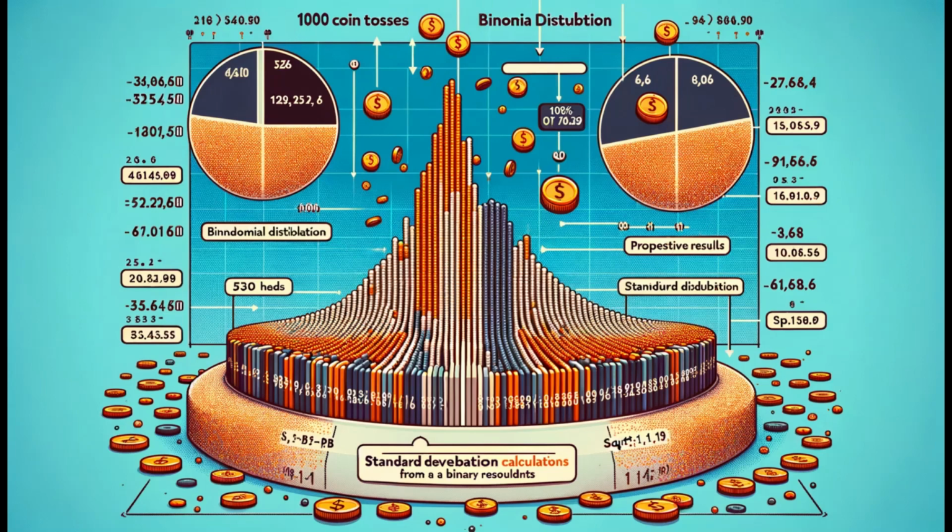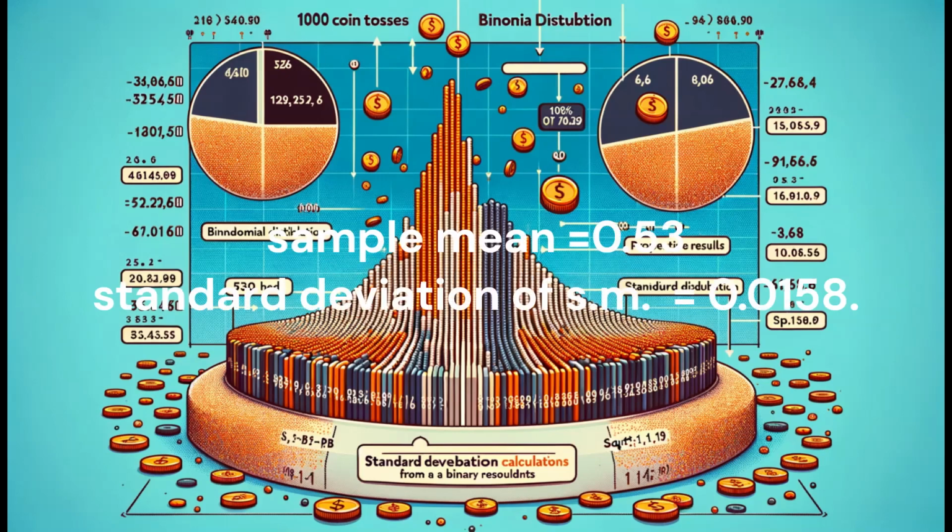Using the binomial distribution formula, we calculate the standard deviation of the sample mean, which is the square root of p times (1 minus p) divided by n, or in other words, 0.53 times (1 minus 0.53) divided by 1,000, and then taking the square root, which gives us 0.0158, equals 1.58%. Therefore, we have a sample mean of 0.53 and a standard deviation of the sample mean of 0.0158.